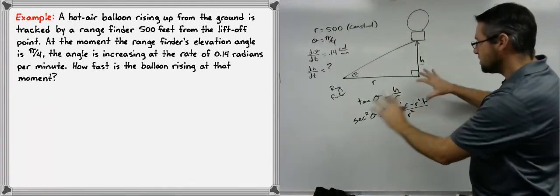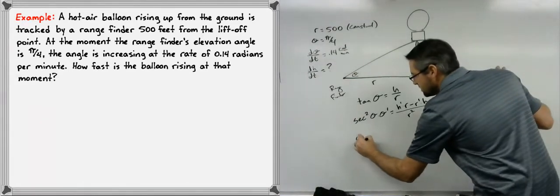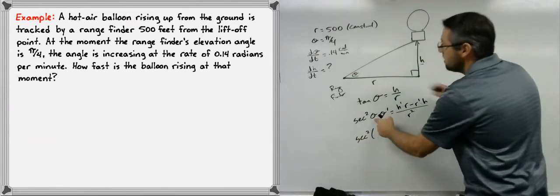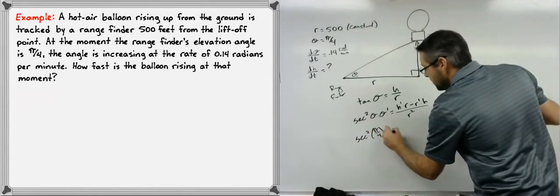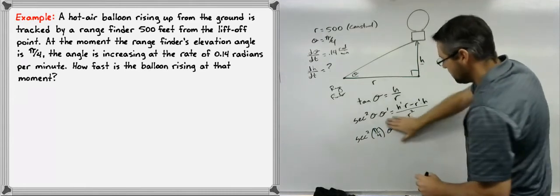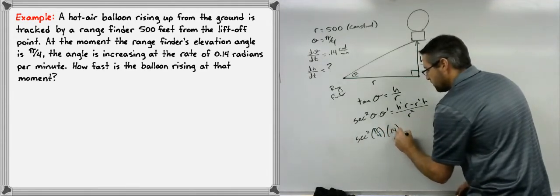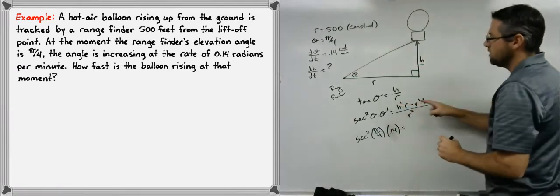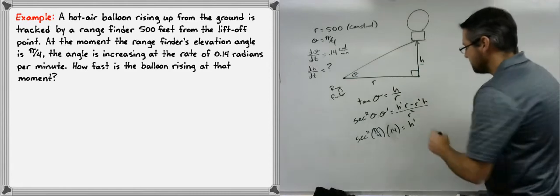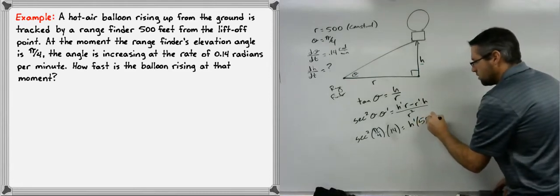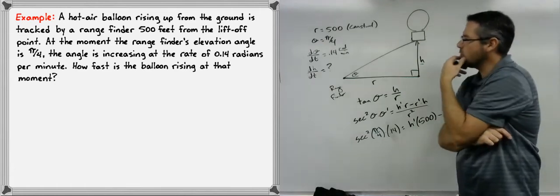And now let's see if I can just plug in all the stuff here. Well, I've got secant squared of theta. Theta was pi over 4 times theta prime. Oops, I know what theta prime is. Times 0.14 equals h prime. I don't know. That's what I'm looking for. Times r. R was 500. And then minus r prime. I didn't give you r prime.